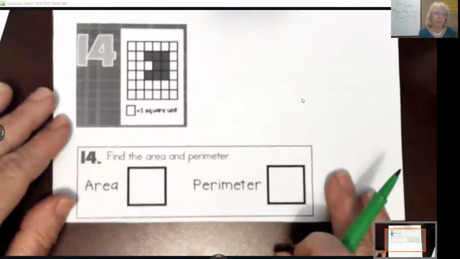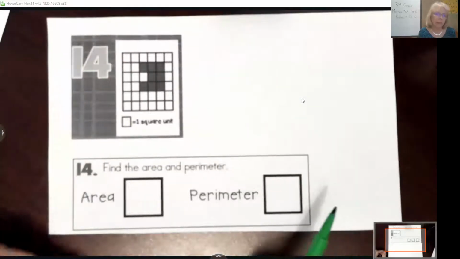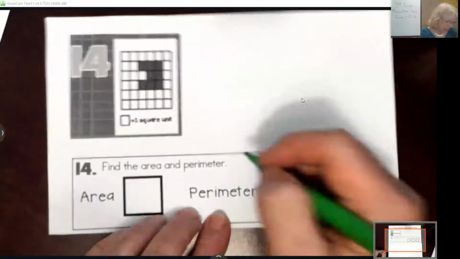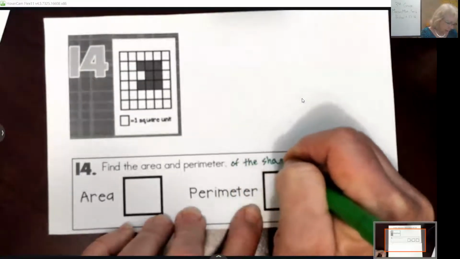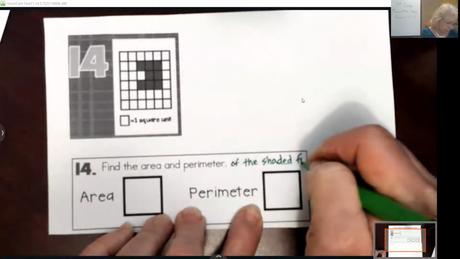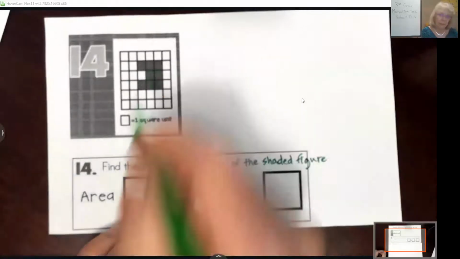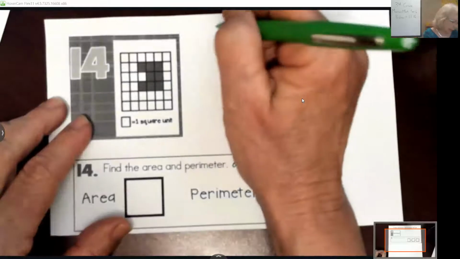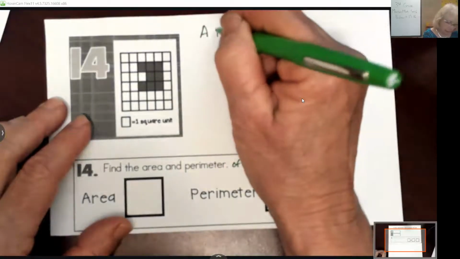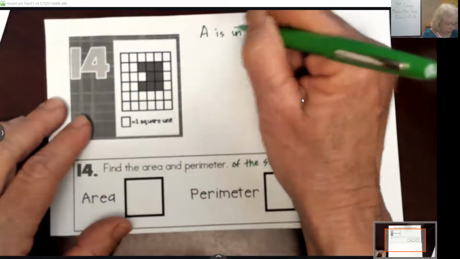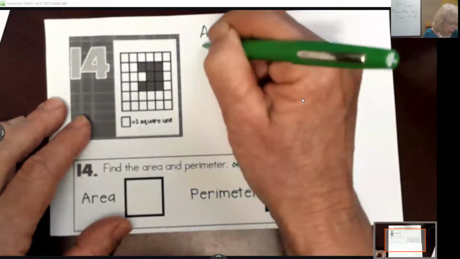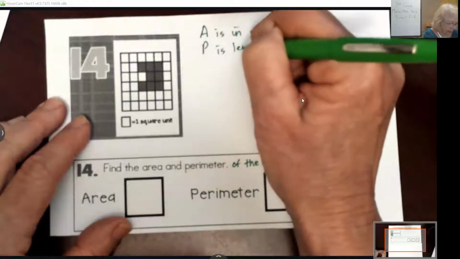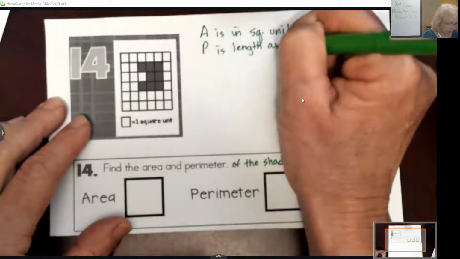Okay, let's move on to number 14. Find the area and perimeter of the shaded figure here, to be clear, and that is this. So our area is in square units. And perimeter is length around an object.